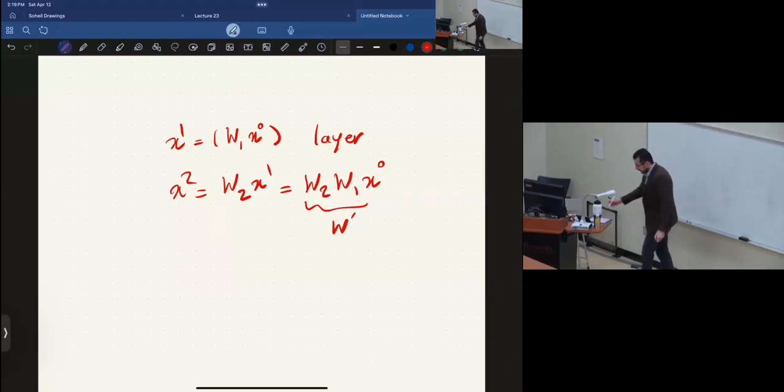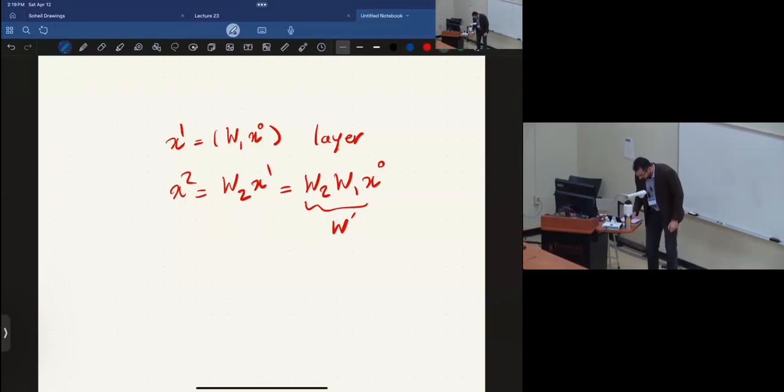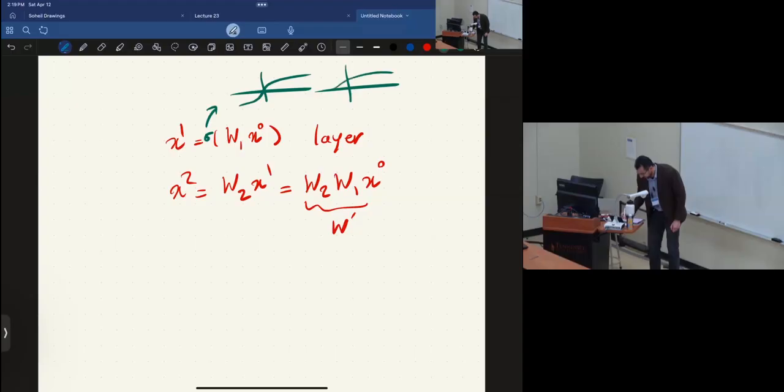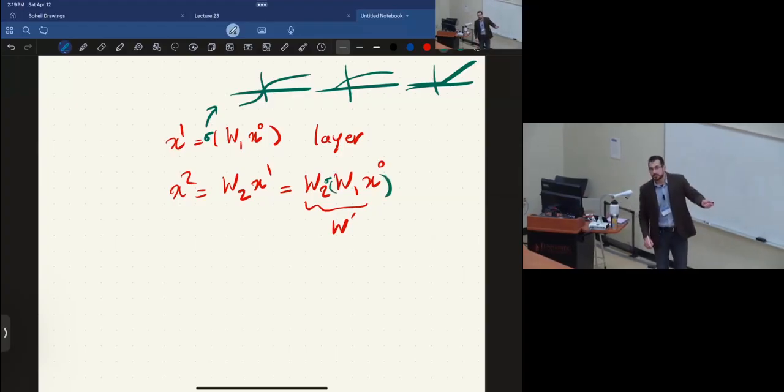But the moment I put in nonlinearity, I use a different color for that, and I call it sigma. This sigma can be the sigmoid that we saw before, it can be tangent hyperbolic, or it can be ReLU. Then what I have is this, and this is different from simply one layer.